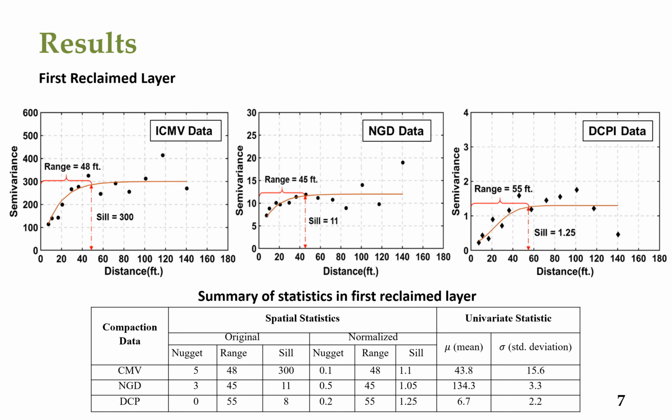And here is also the summary of the measurements and the summary of the statistics for the first reclaimed layer. As can be seen, the range values of the normalized models were identical to the range values of the original model. And you can also see the relatively large sill values in the IC roller measurements, I mean the ICMVs, which can be interpreted as a higher level of inconsistency among the IC roller measurements.